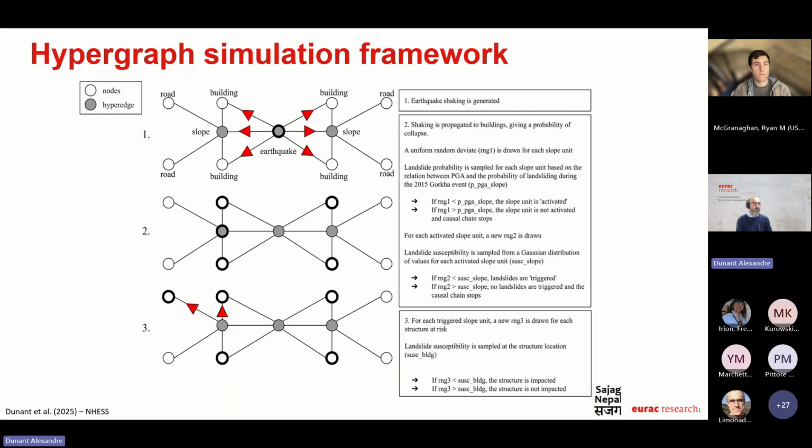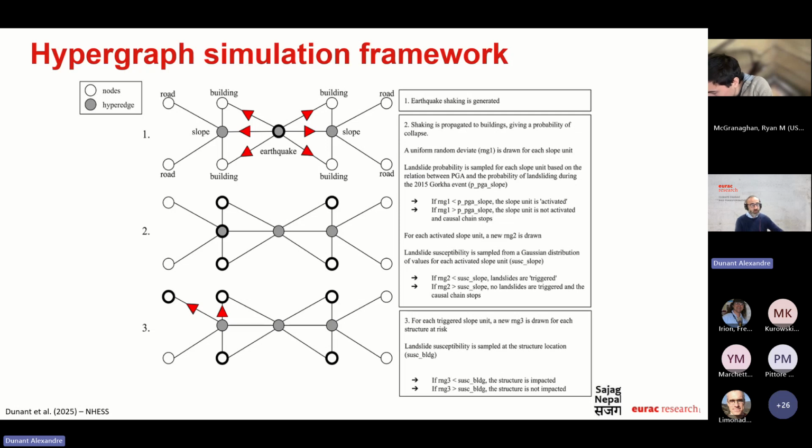So in the same way as we did before, we've got this initial earthquake node that's very much nominal. It's just a regional pattern. And then you spread it to the connected nodes, in this case the buildings and the slopes. When you reach the building, that's pretty much where the assessment of the fragility, using the fragility function, is done. But when you reach the slope, then you've got a randomization exercise using the susceptibility of the slope.